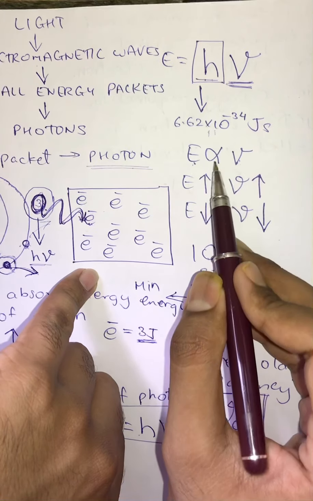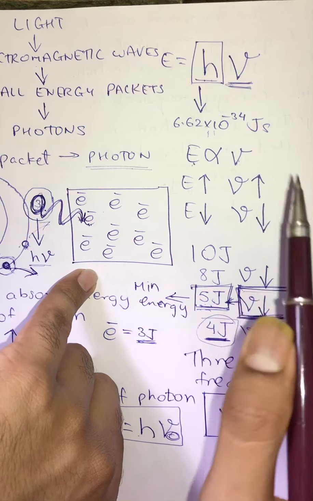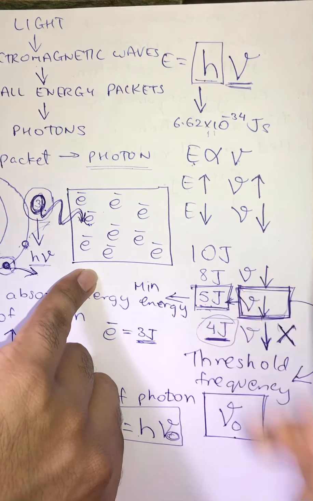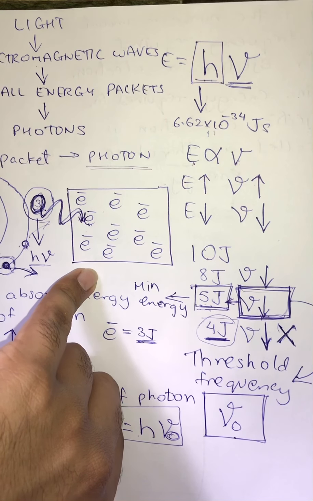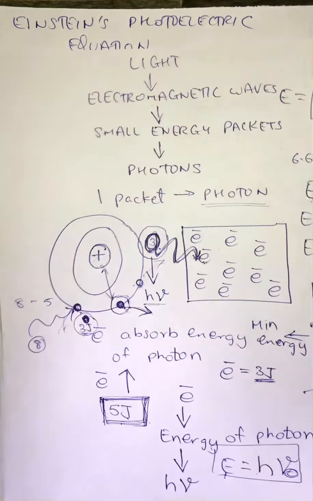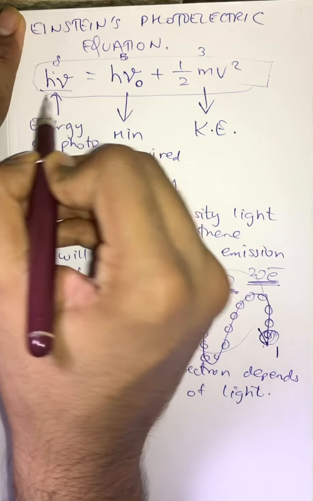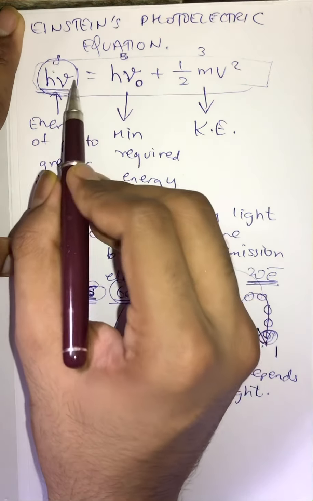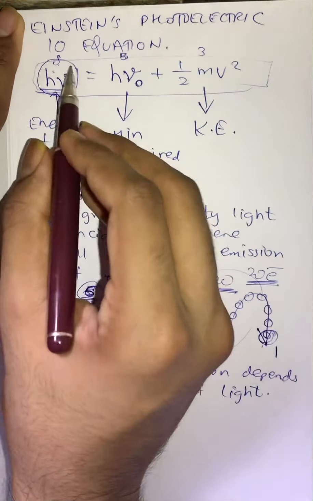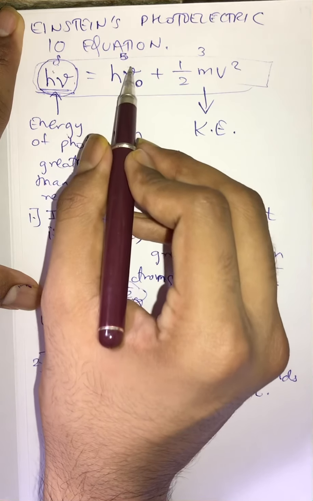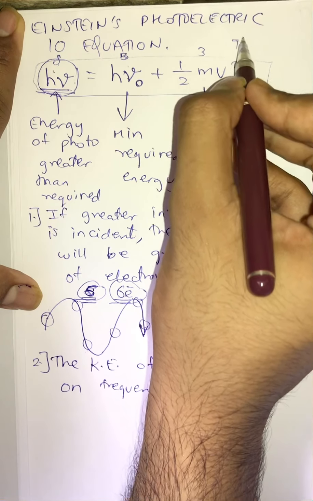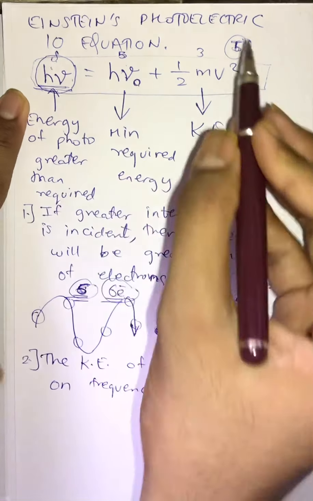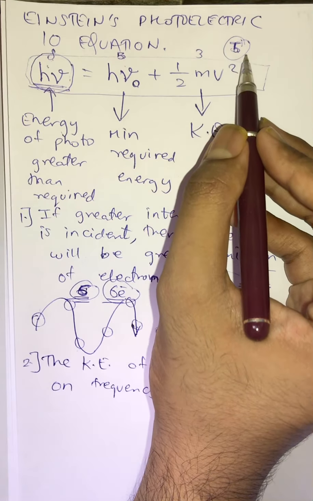energy is completely dependent on the frequency of light, which means that if we have a photon which has greater frequency, the energy will be more, and since energy is more, this h mu will be greater. Let's say this h mu is 10, so out of 10 joules, 5 joules will be consumed and 5 joules will be left out.